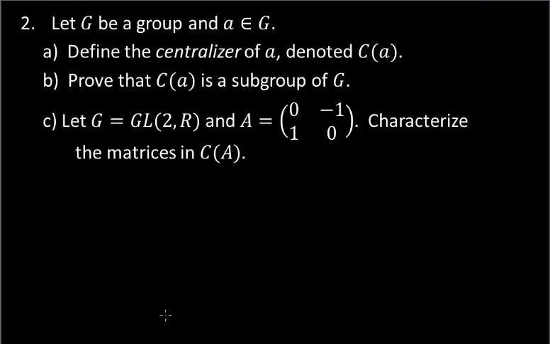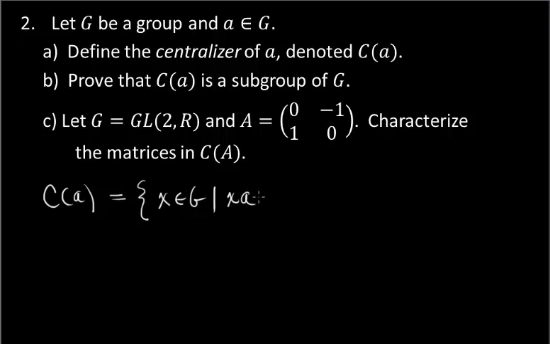Question 2, we have an arbitrary group, and I asked you to define the centralizer of a group element A. So the centralizer of A is the set of all X in G, the set of all group elements, such that they commute with A. XA equals AX.